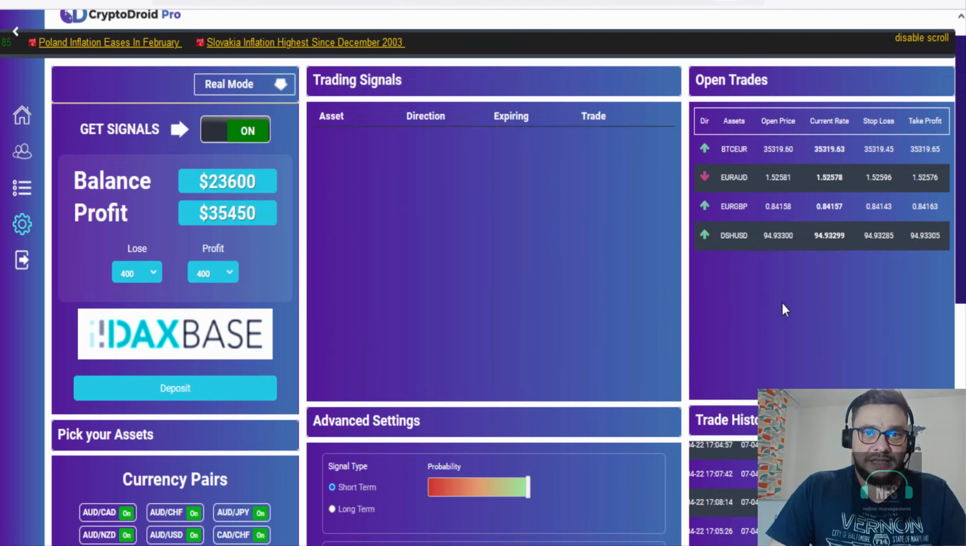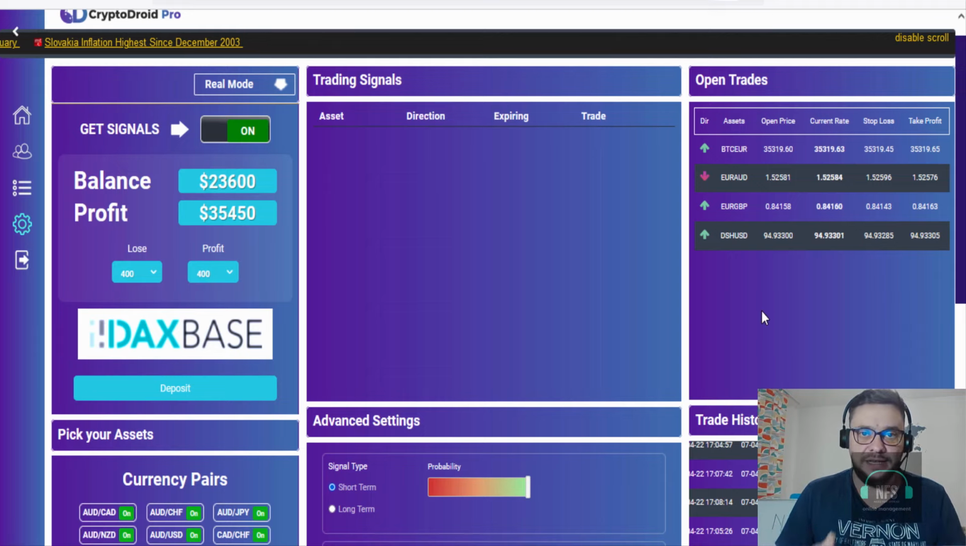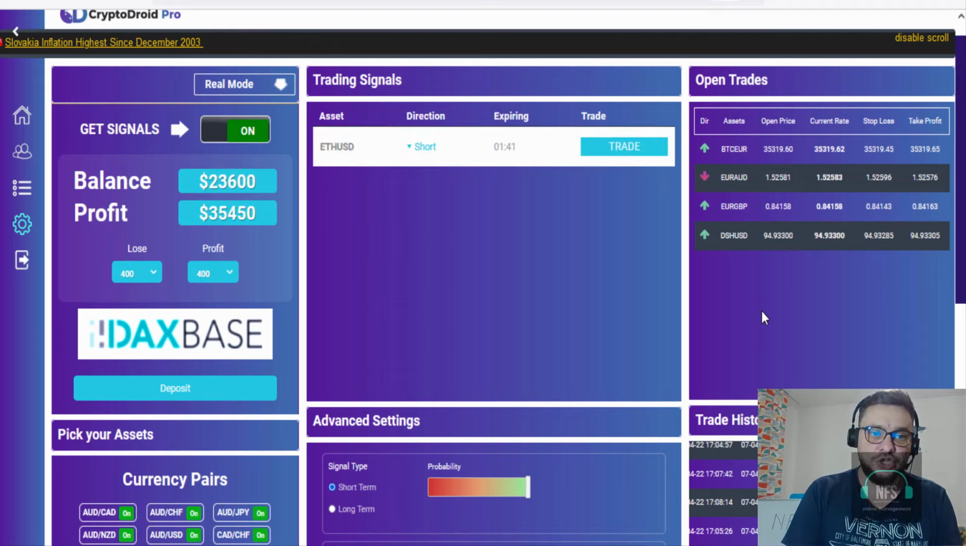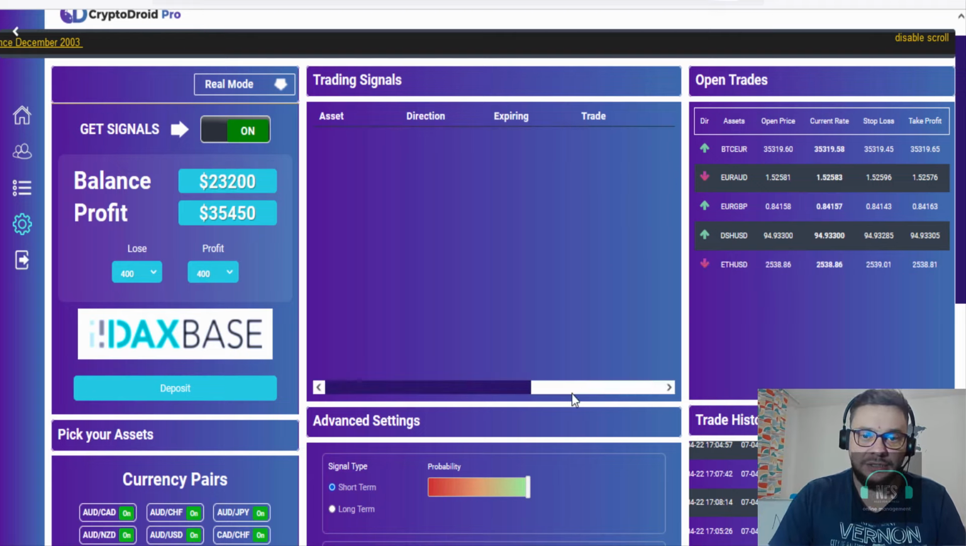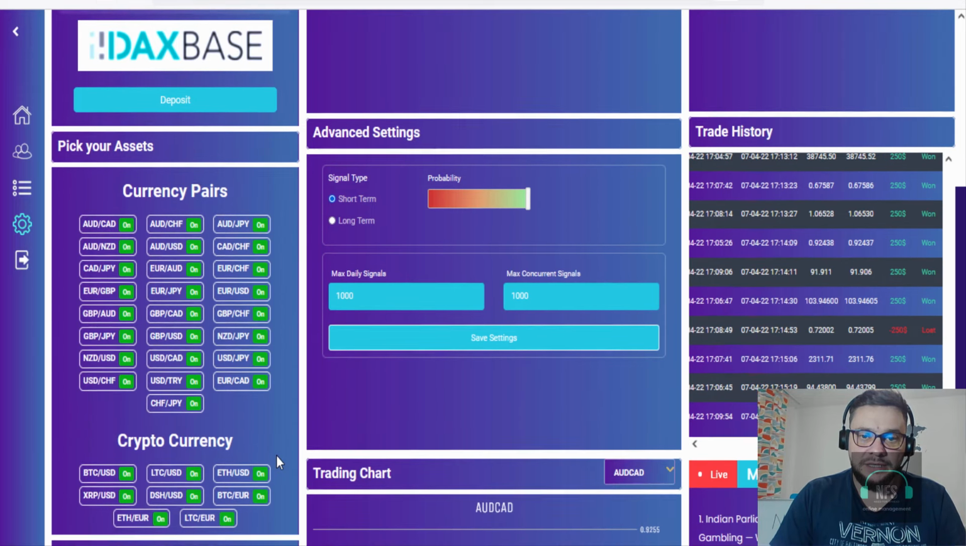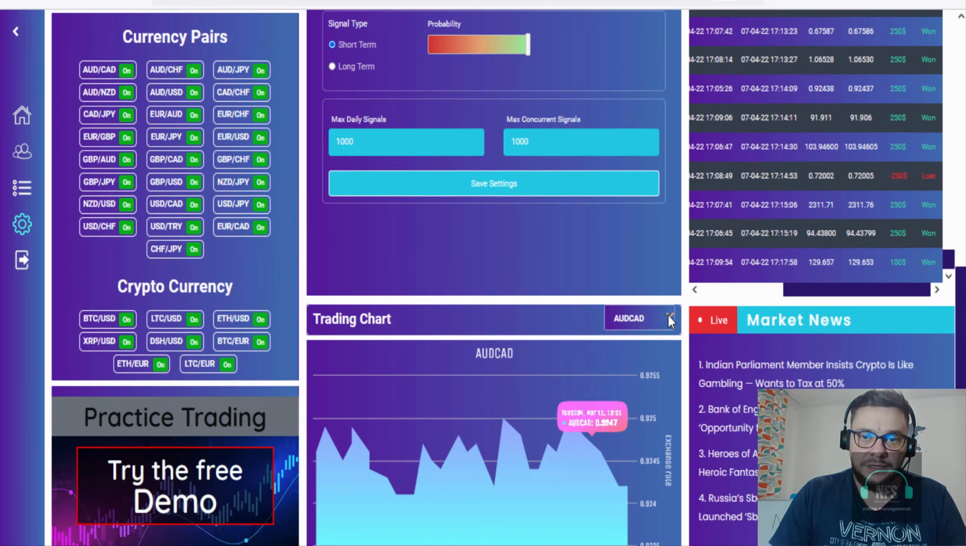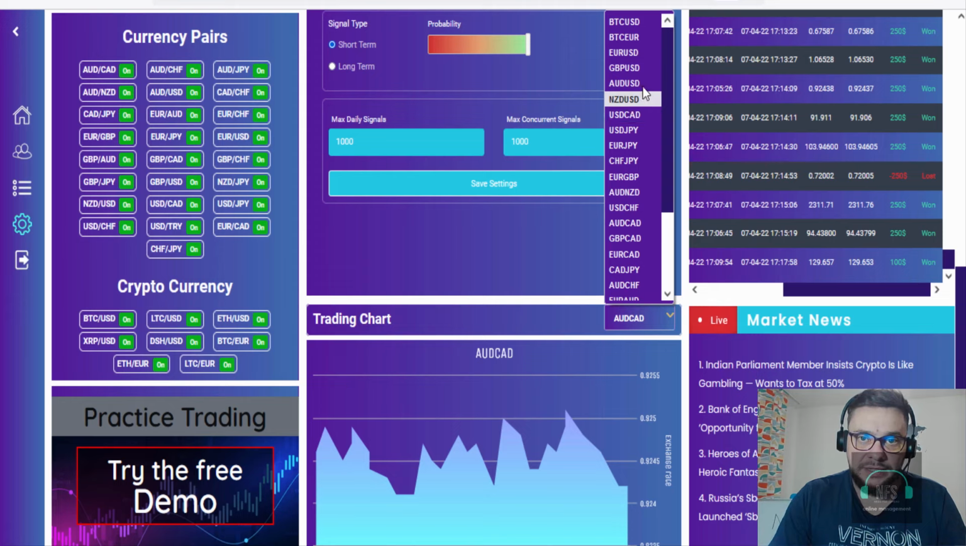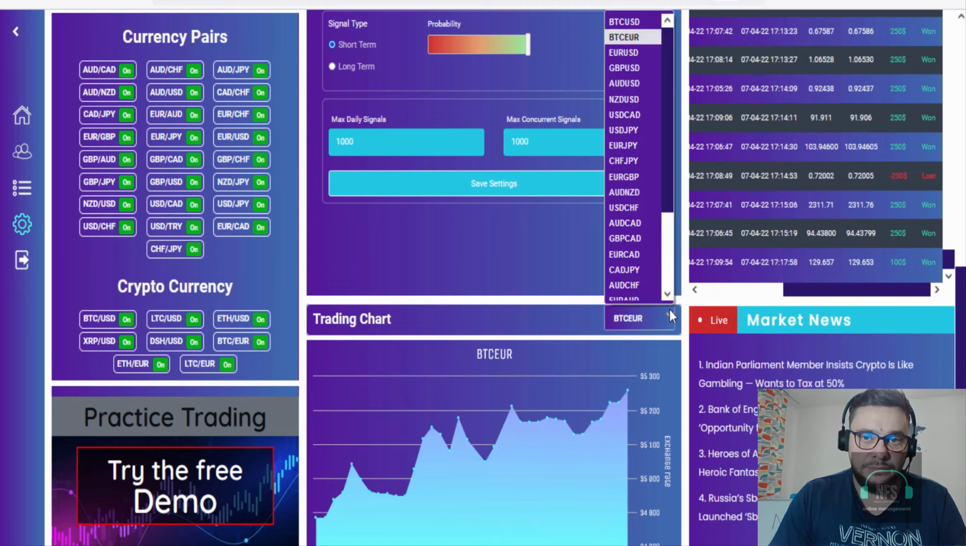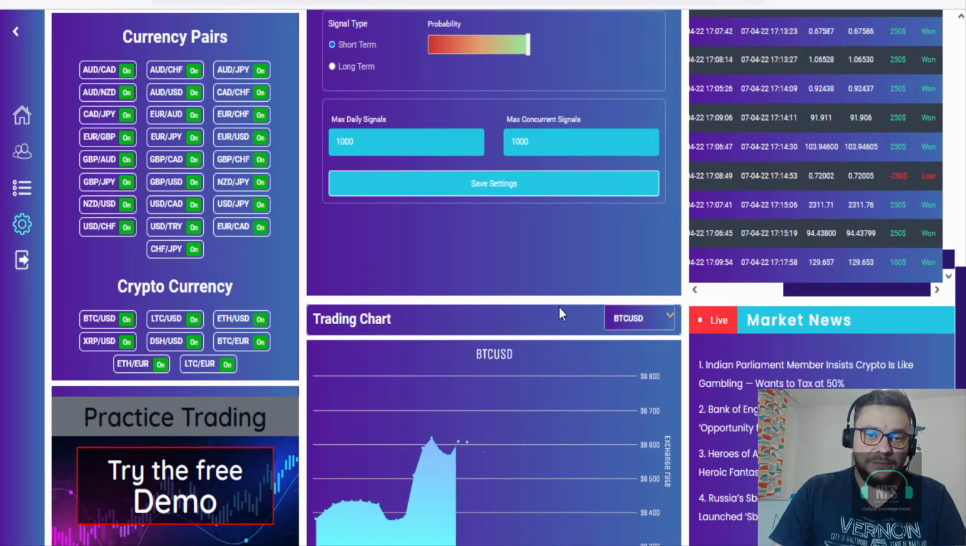I've placed a few trades today, $250 trades, so I will not place too many trades. I think 10 trades will be enough for today's trading session. Let's go ahead, and another signal. We have a short on Ethereum USD. Let's click on trade, and let's have a look a little bit here at the charts, what is happening with Bitcoin, because let me put Bitcoin USD.